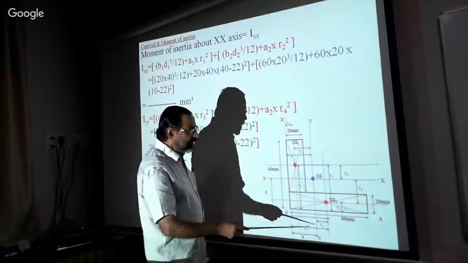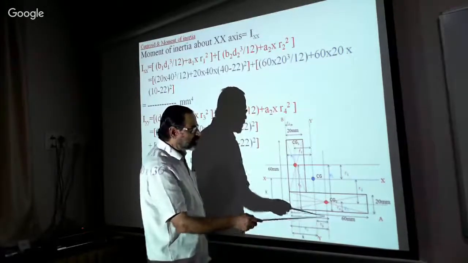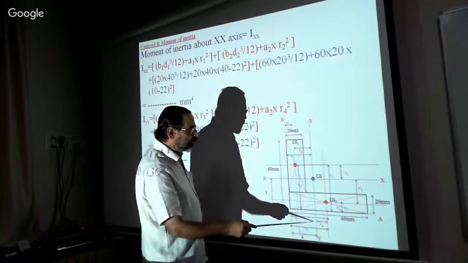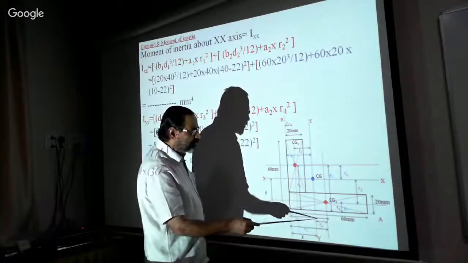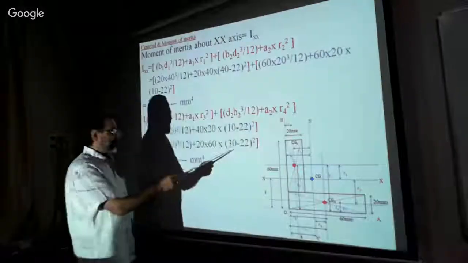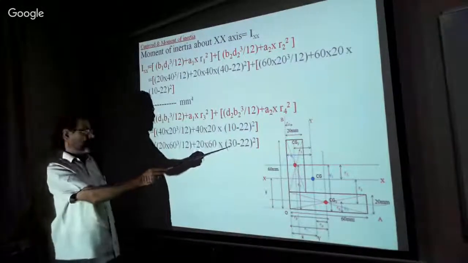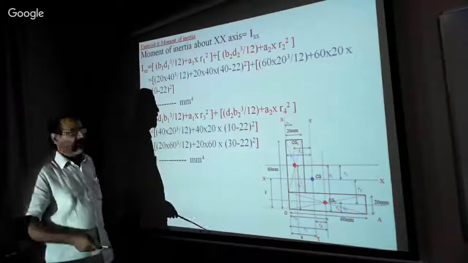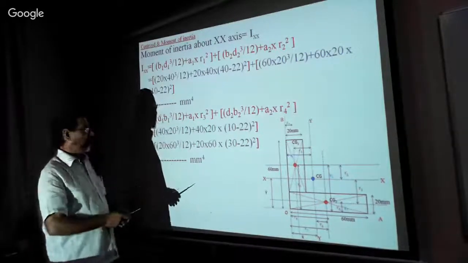Therefore, from here to here it is x2. x2 is equal to half of this, it is 30. 30 minus 22, that will give you the R3, R4, isn't it? That is what we have written here and substituted here. Okay, now calculate this and you will get the answer in millimeter to the power of 4.